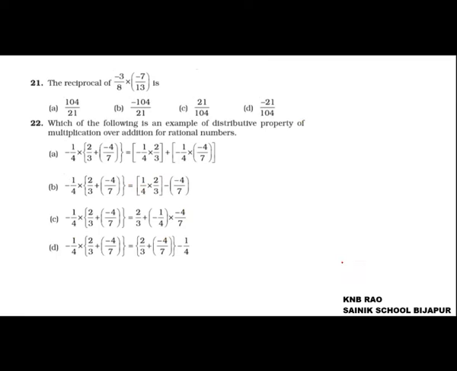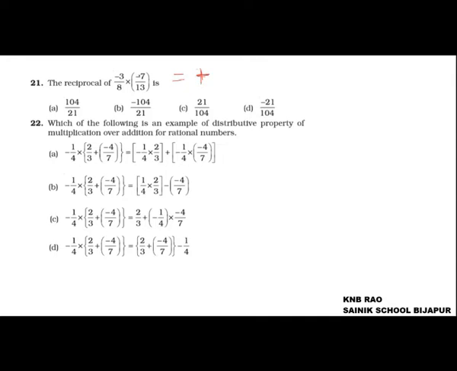21st question, MCQ type: the reciprocal of minus 3 by 8 into minus 7 by 13. Students, first we shall find the value of this. Minus multiplied to minus gives plus. So the product of these two rational numbers is supposed to be positive.